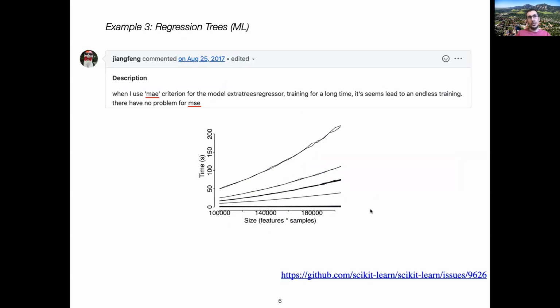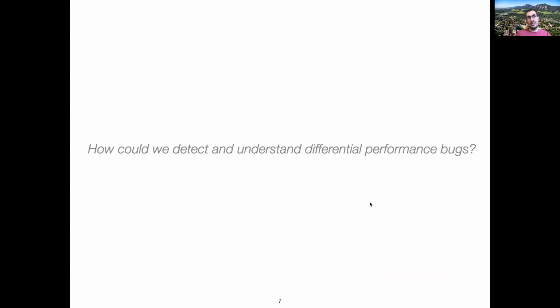Finally, and most importantly for the purpose of this talk, is for machine learning library, where a user of scikit-learn libraries reported that they observed significant performance degradation in applying regression trees with MAE criterion as compared to MSE criterion. And in this plot, you can see the performance time versus the size, where there are different modes in the response time. All of these challenges raise the question, how could we detect and understand differential performance bugs? They can lead to inconvenient services, waste hardware resources, and even cause security issues.